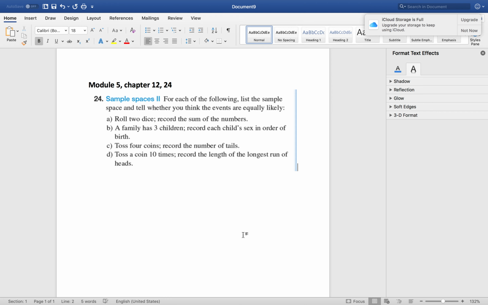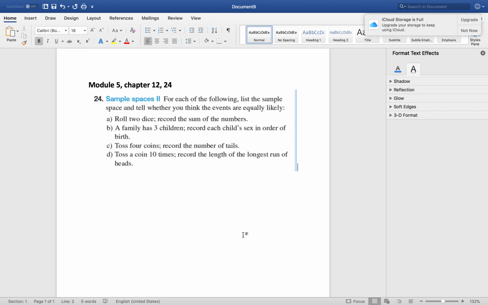Okay, so B, a family has 3 children. Record each child's sex and order of birth. So what I did, the sample space, there is 1, 2, 3, 4, 5, 6, 7, 8 different combinations, and I just did 3 combinations of males and female. So the first one is male, male, male, then female, female, female, then male, male, female, male, female, female, male, female, male, female, female, male, male, female, female, male.